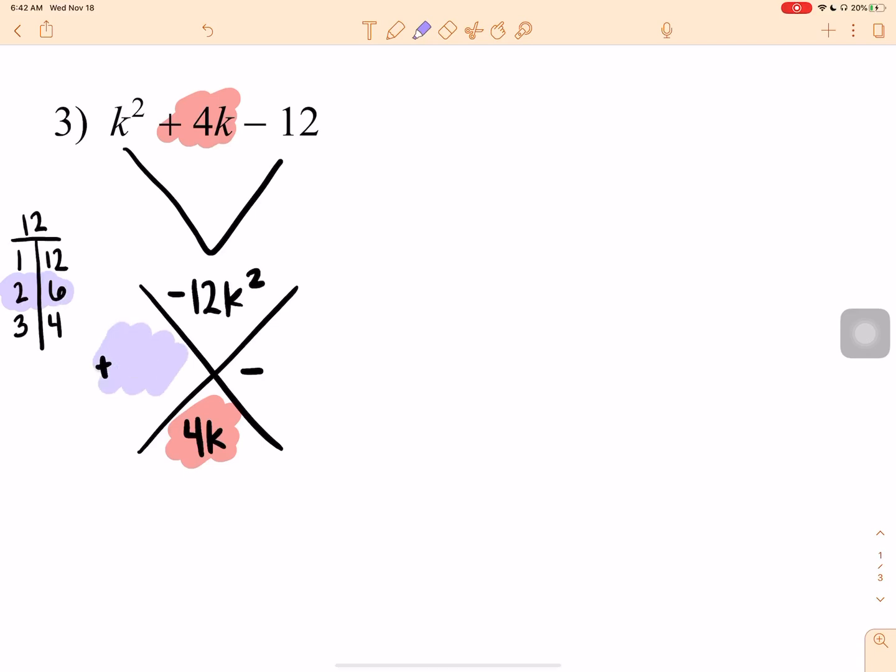And then I have to think, okay, well, which one needs to be negative or positive in order for me to get a positive 4? Well, 2k minus 6k would be a negative 4, so I know that's not right. So it needs to be a positive 6k and a negative 2k. 6 times negative 2 is negative 12, and 6 minus 2 is 4. So now I can go and set up my area model.